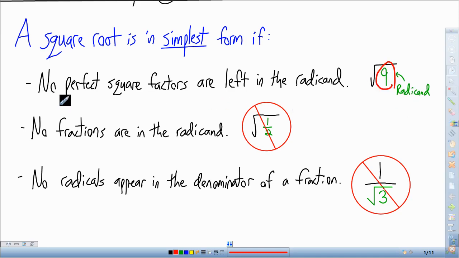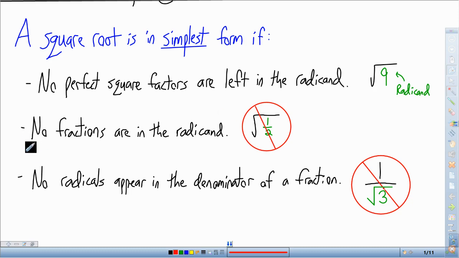So you're saying no perfect square factors are left in the radicand. Right here, 9 would be considered a perfect square factor because you probably memorized that the square root of 9 is just a nice clean 3. When that's the case, we can't have any of those. And really, that is the focus of this lesson.